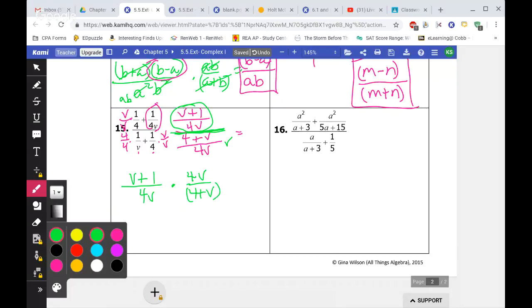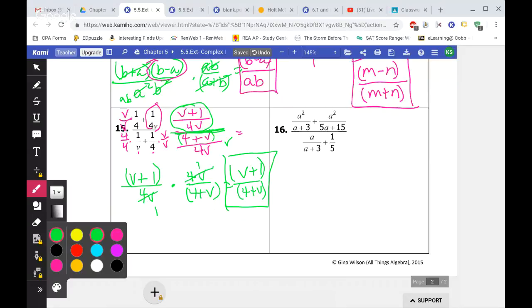Once again, reminding you guys that these are binomial terms, so put them in parentheses to make sure that you don't just accidentally cancel something you're not supposed to. We can cancel diagonally or vertically. So the 4 v's are going to cancel, and we have v plus 1 all over 4 plus v. Nothing else can cancel. So that's going to be my final answer for that one.